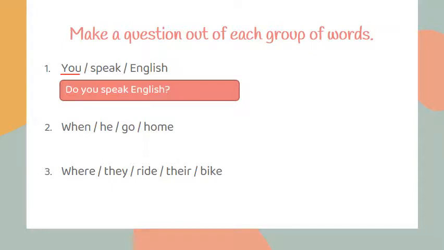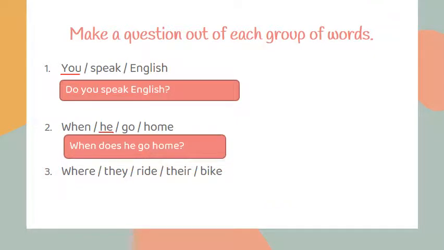Two. I have the WH word when here, so I have to start with the WH word. After the WH word, I use do or does. But here the subject is he. He is singular, so it takes does. So I say, when does he go home? Question mark.